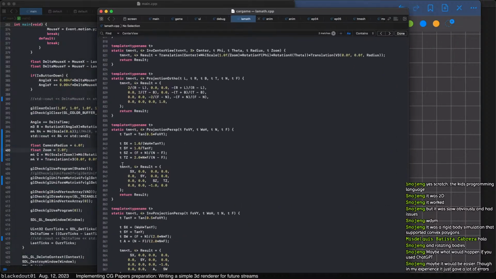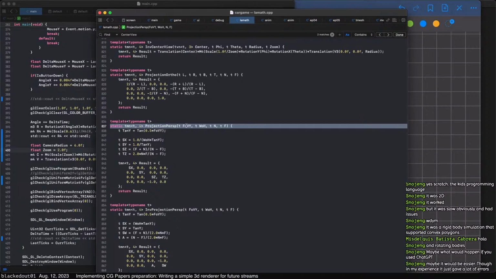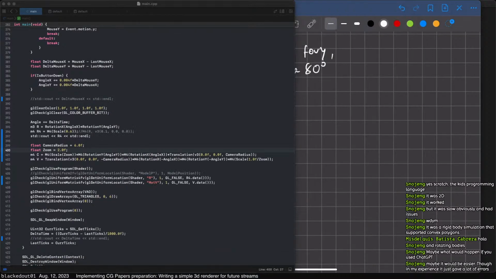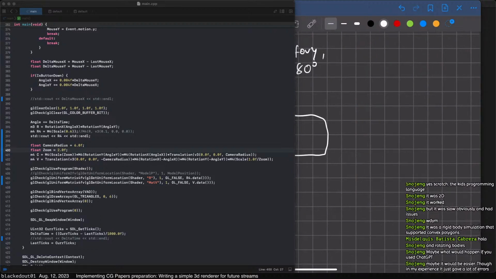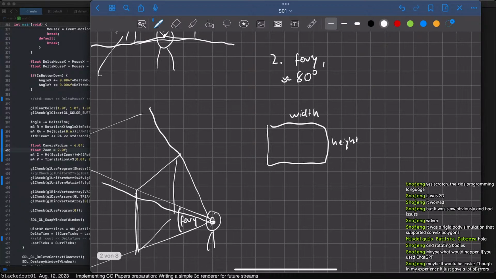So this is the code of my game currently. And you can see here, so this is the aspect factor. Okay, it's width over height. So basically this is the width of your screen, this is the height of your screen. And so the second factor is just width over height.